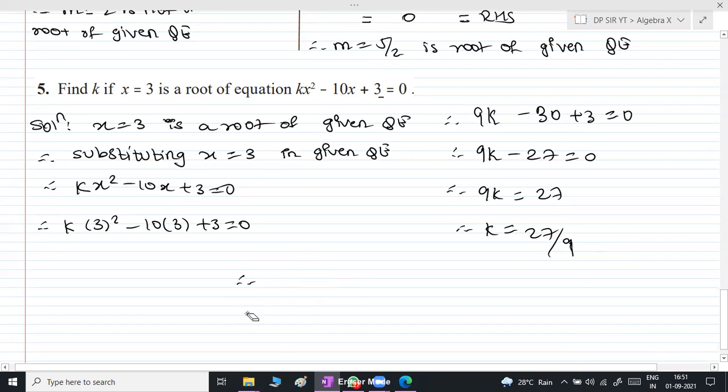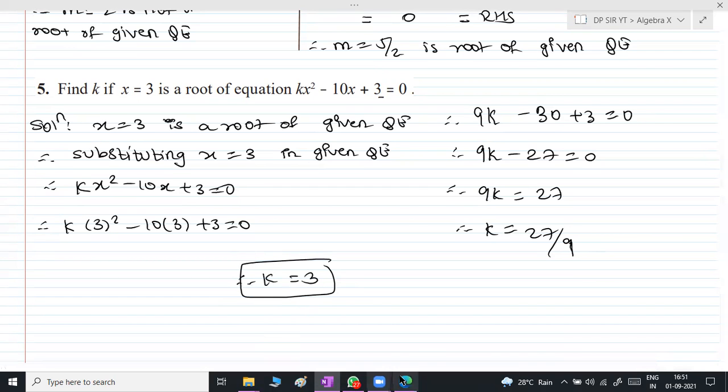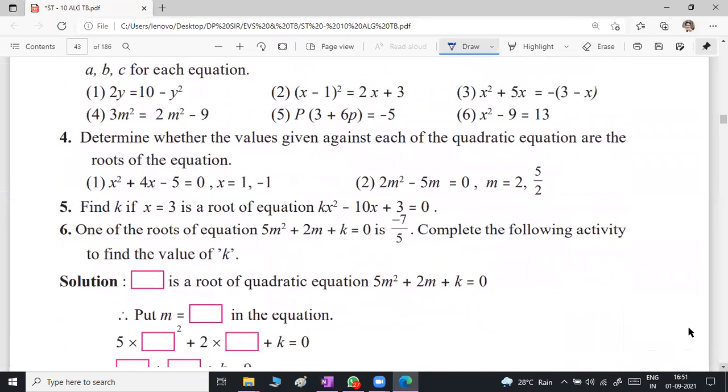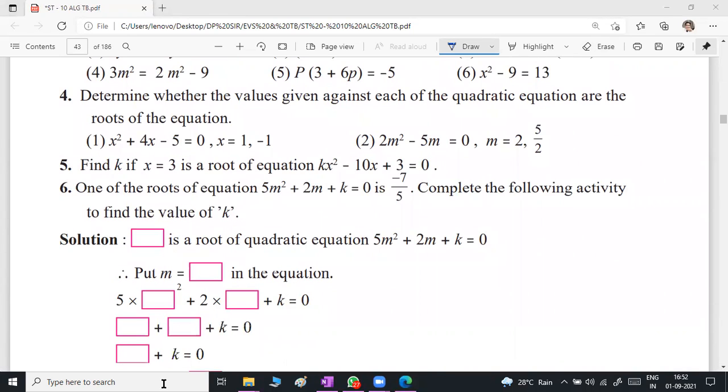Just give me a moment. I'll just end the session for today. k is equal to 3. And this question number 6, I want you all to try since it's a very easy question, okay? I will just write the answers. Please cross check. And if you are having any doubt, please post it in the comment section.